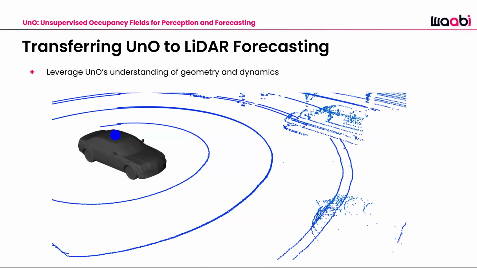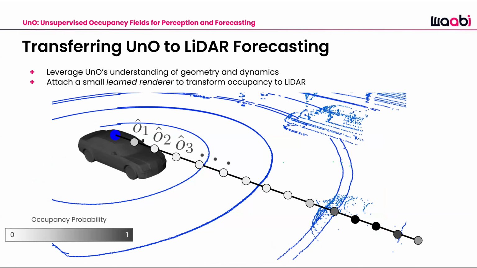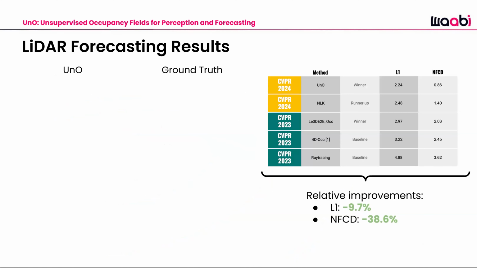Yeah, so as Quinn said earlier, to perform LiDAR forecasting, we want to leverage UNO's understanding of the geometry and dynamics that it has in its occupancy. And to do so, we attach a small learned renderer, which transforms UNO's 4D occupancy fields into LiDAR point clouds. The learned renderer takes a query array as input, and in turn queries UNO for occupancy values at regular intervals along that array. These occupancy values, along with their positional encodings, are fed into a small MLP, which predicts the LiDAR point depth and is trained with an L1 loss against the true LiDAR point depth.